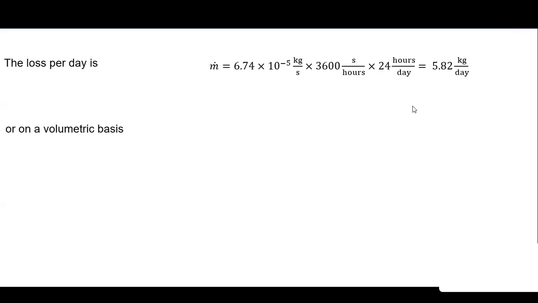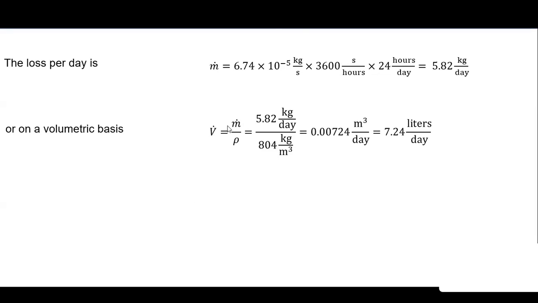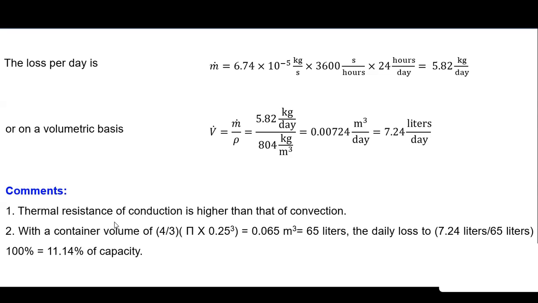Now on the volumetric basis, normally because for liquids we specify volumes, we do not specify the masses. So if you calculate a volume, because we have the density, volume is mass upon density. So we can calculate that, and it was found to be 7.24 liters per day. Now what is the total volume? If you calculate the total volume of the container, it is 65 liters, and on a daily basis 7.25 liters is going to get evaporated. It means that 11% of the capacity of that liquid nitrogen is getting evaporated daily.